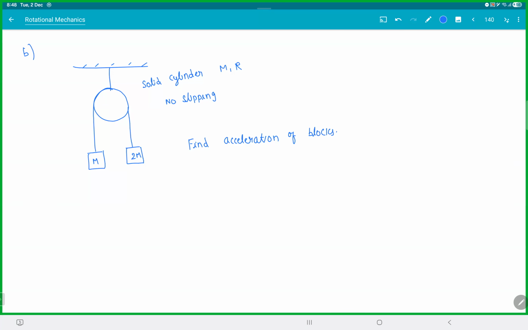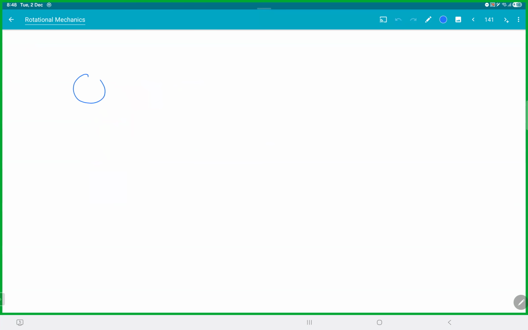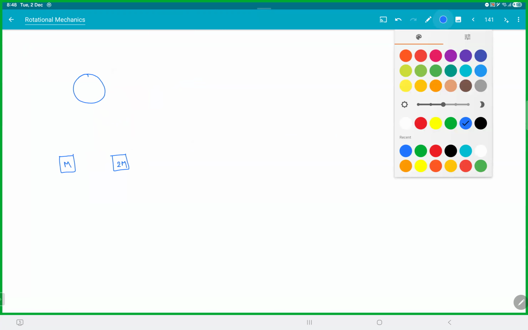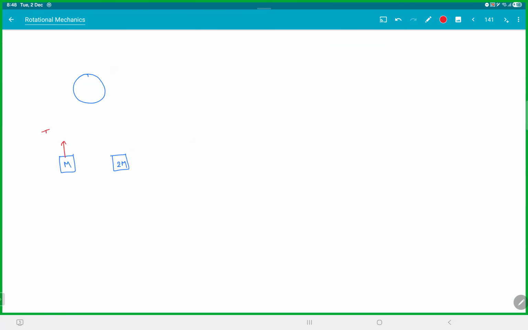Let's see. Step 1, to draw the FBDs. Let this be T1, this would be T1, this would be T2, this would be T2, 2mg, mg. Let this rotate with alpha. This guy will be acceleration. This also will be acceleration. Accelerations will be same, because the length of the string is constant.